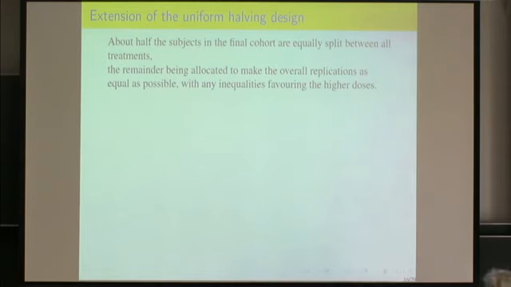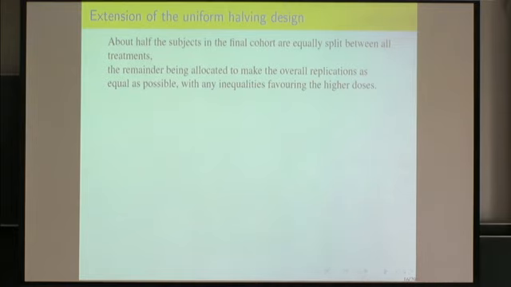It took me quite a long time faffing around to think what I should do for my uniform halving designs, and eventually I came in on this idea that about half the subjects in the final cohort should be given, say, split equally across all treatments. And the rest you do for this thing of making replications as equal as possible. And again, if you have inequalities, you favour the higher doses.